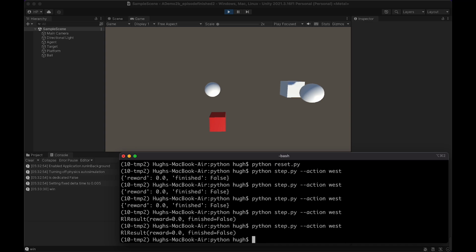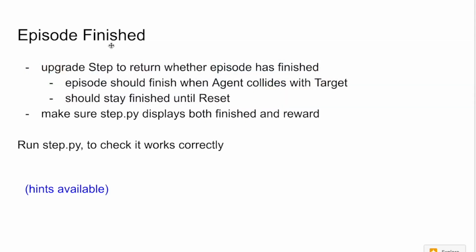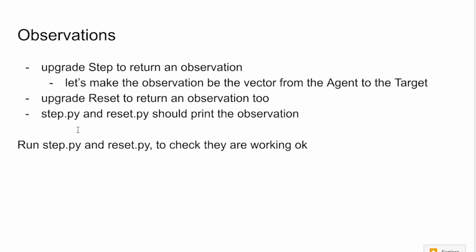Okay. All right, so we've completed the episode finish task, so let's look at the next task. The next task is called observations, and we're going to give the agent the ability to see, or at least to perceive the world sufficiently to be able to achieve its task. What we're going to do is upgrade step to return an observation. Reset should also return an observation, and let's make the observation simply the vector from the agent to the target. Let's just keep it really simple. And step.py and reset.py should both print the observation.